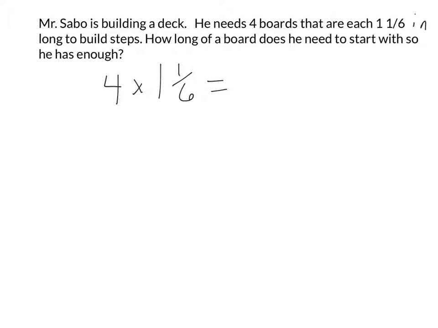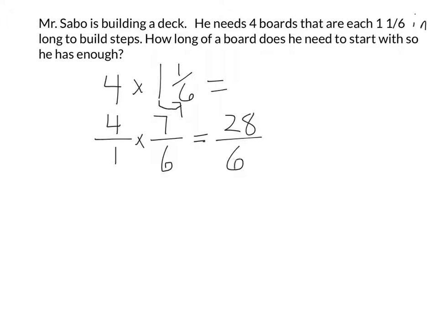So again, this is the 4, we turn it into an improper fraction by putting it over 1, because 4 firsts is the same as 4. And we will change the 1 1/6 by doing 1 times 6 is 6 plus 1 is 7, and putting that over your 6 as your denominator. So now we can multiply out. Okay, 4 times 7 is 28, and 1 times 6 is 6.